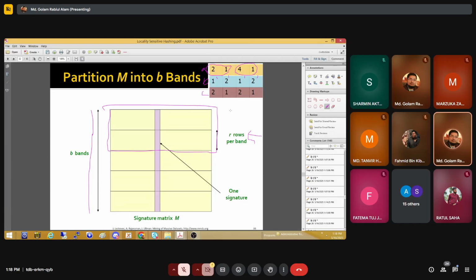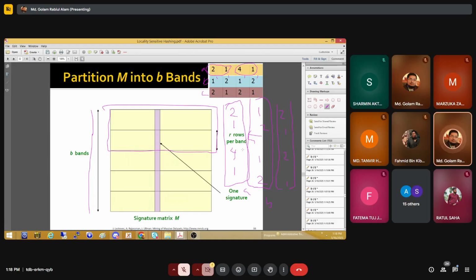Okay, so that means we have to write like 2, 1, 4, 1, and then 1 to the B signature, B, 1, 2, then 1 and 2, and then the third signature is 2, 1, and then 2, 1, like this. Okay, the third signature is this. Now we have to think about how to divide it by B bands. So B bands is 2 bands. We want to find 2 bands. Okay, so this is our signature A, and this is signature B, and this is signature C.